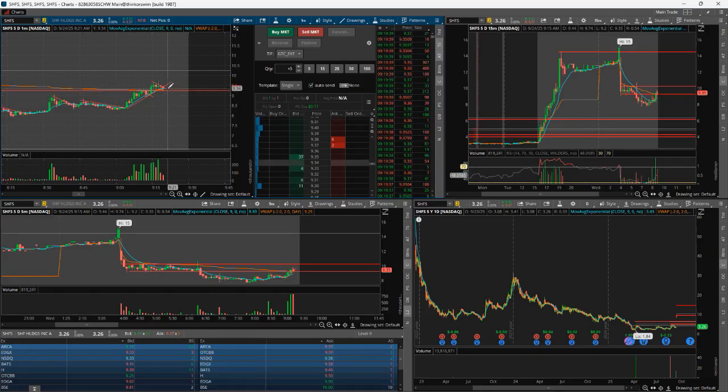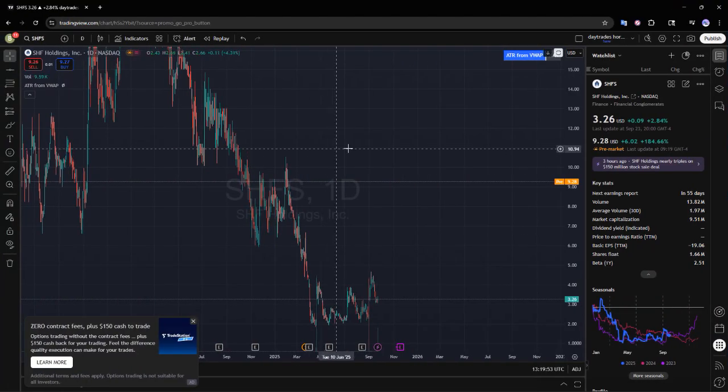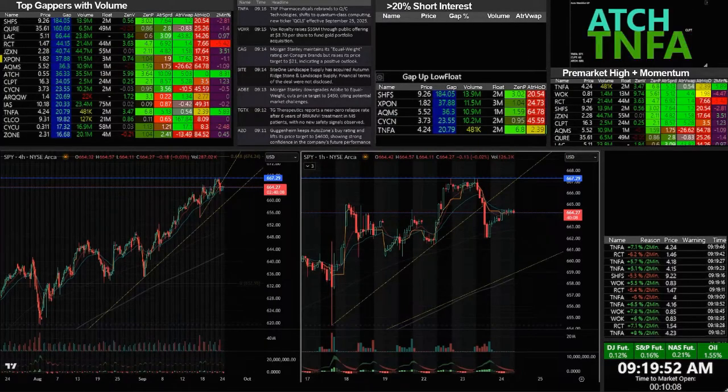But if it doesn't break down, there's a high potential that it moves this to $10. And I want a piece of that one. It's breaking down. TNFA. What is going on? TNFA. Hold up. And it's not good.